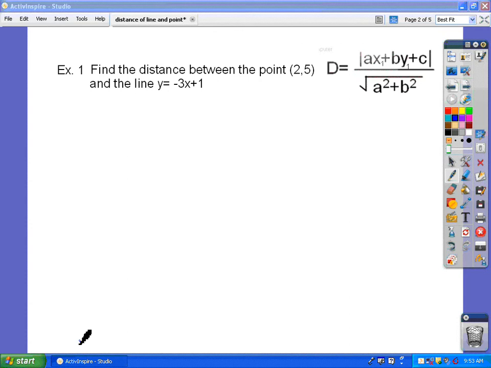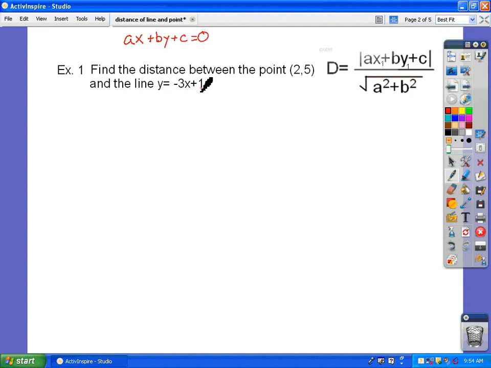Okay, so I've got my formula right here again. Trying to find the same thing, a distance between a point right here on the graph that exists at (2, 5). And now my line looks like this, y equals negative 3x plus 1. But let's recall, when I go about this process, I've got to determine what is the value of a, b, and c. And I've got to put the equation of the graph in standard form. So I've got to get it looking like this, ax plus by plus c equals 0.